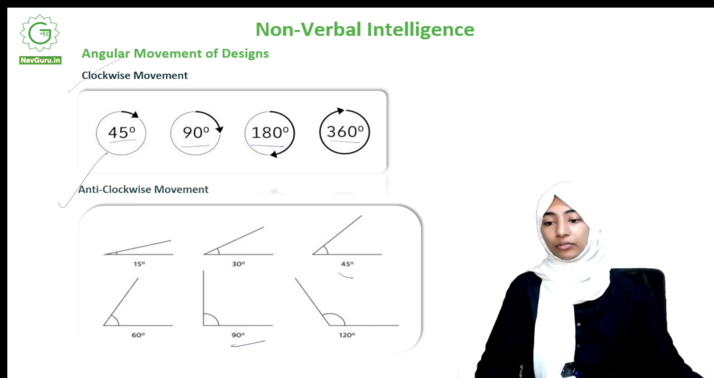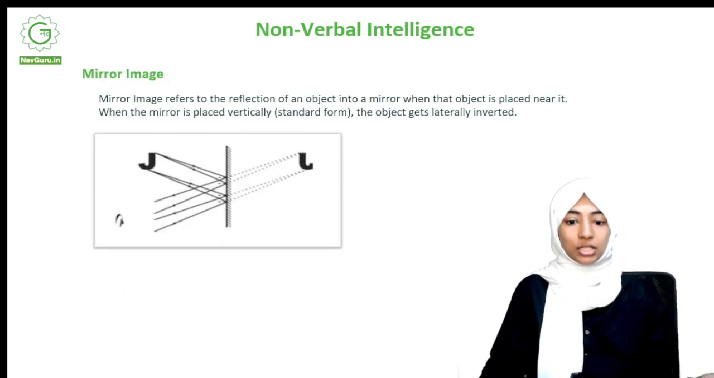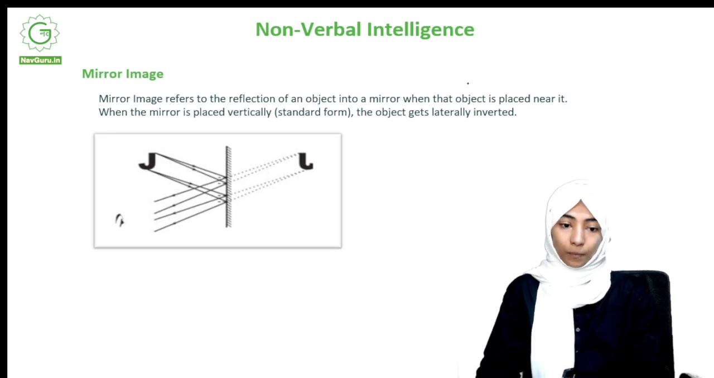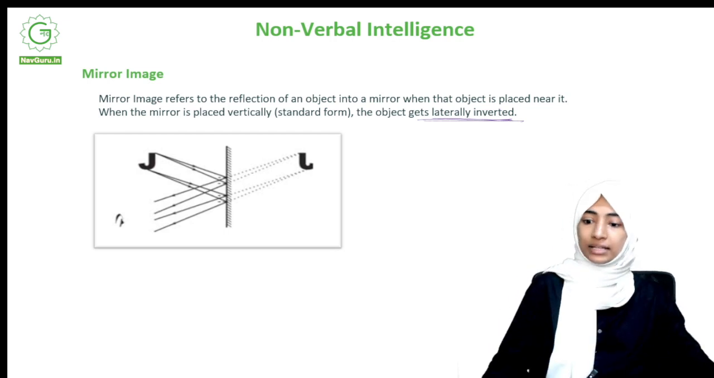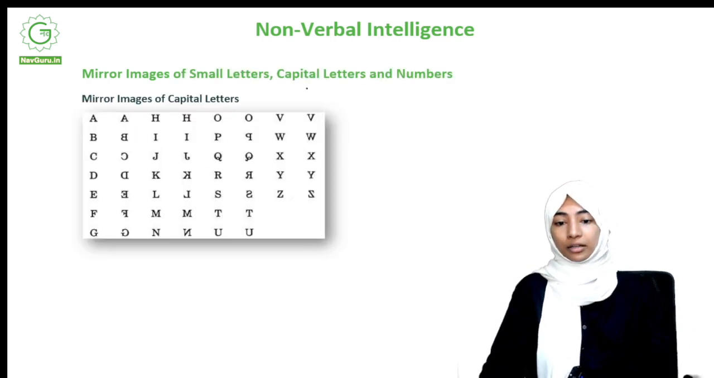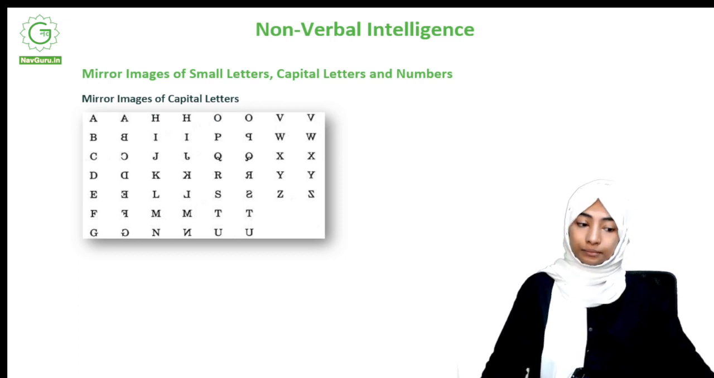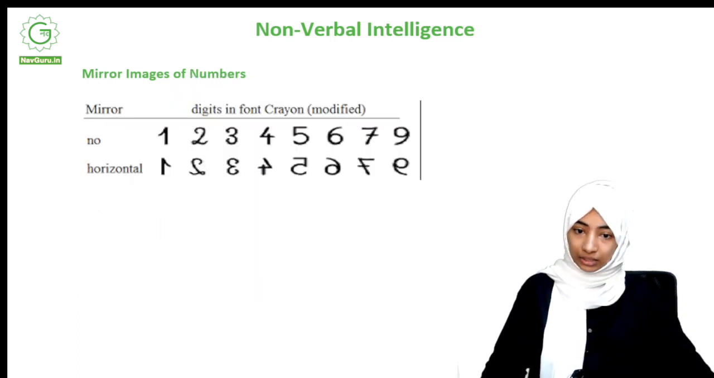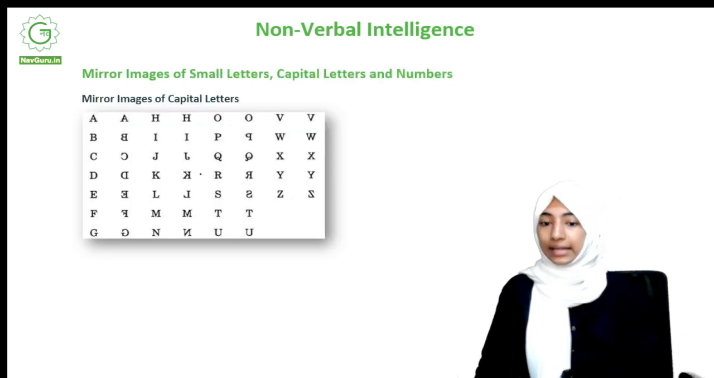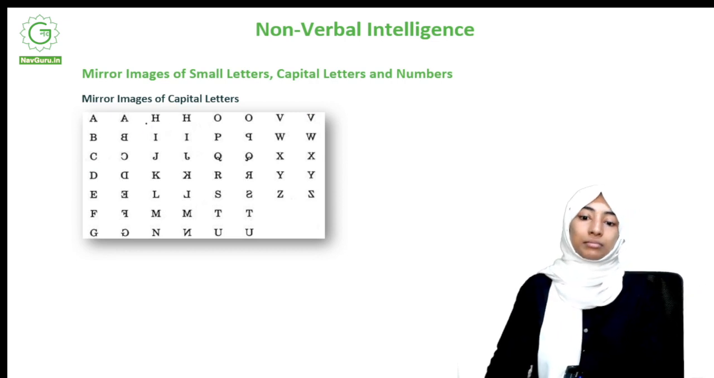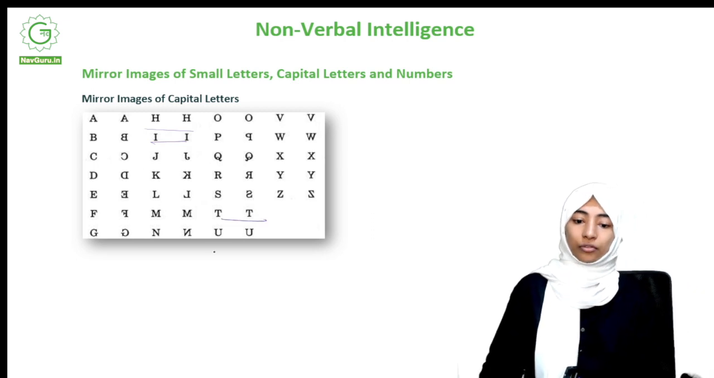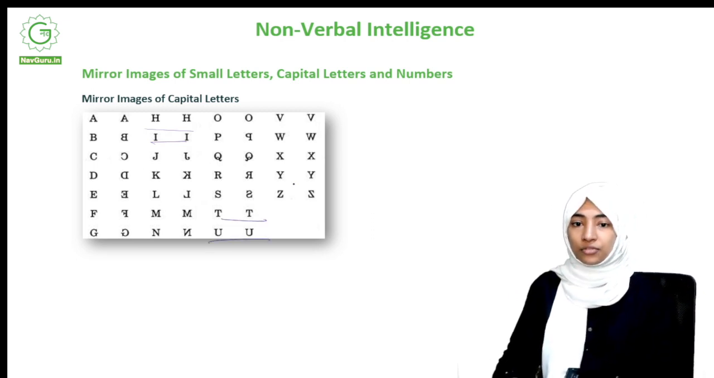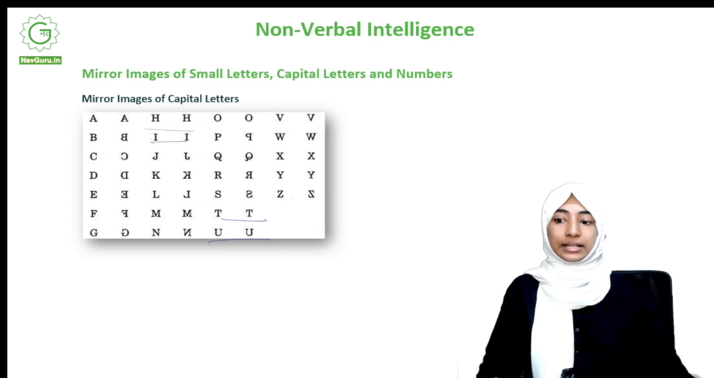After that, we studied mirror images and how they work. The main point is that the image gets laterally inverted. As I explained, the left becomes right and the right becomes left. We went through the mirror images of capital letters, small letters, and numbers. There are certain letters for which the mirror image is the same as the actual letter, like H, I, T, U, all of which we discussed in the class.